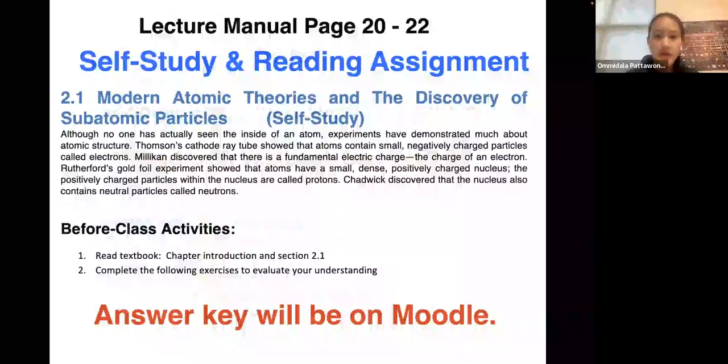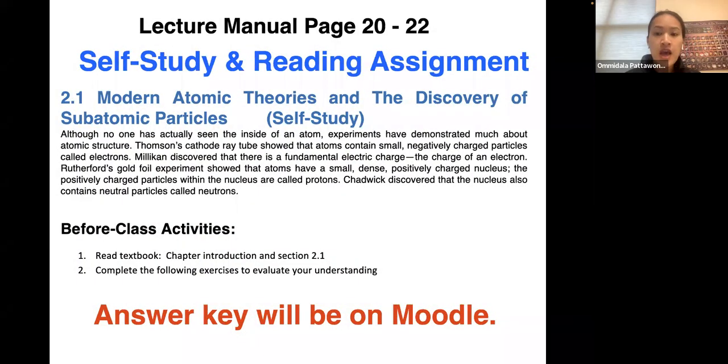Before we look into the structure of an atom, I would like you to read about the discovery of subatomic particles first. That way you see what are the experiments associated with discovering the structure of an atom. You're going to see several theories associated with this as well. Please do the self-study on this section. This is going to be part of section 2.1. You will need to go to the OER textbook, read chapter 2.1, and answer the exercise.